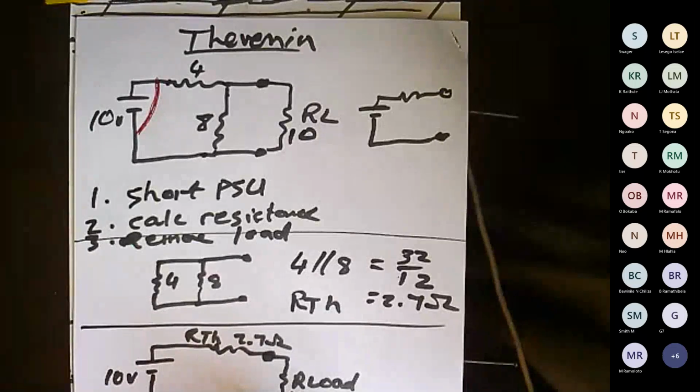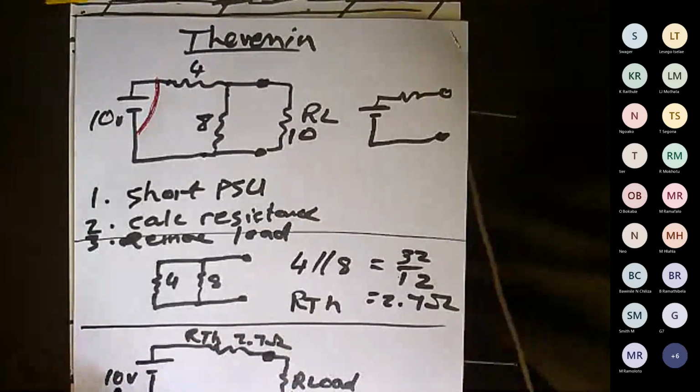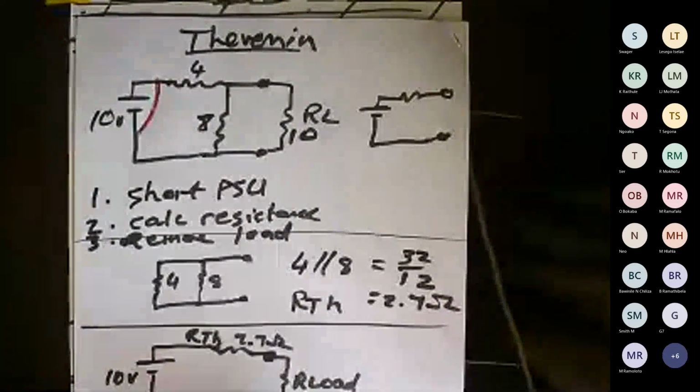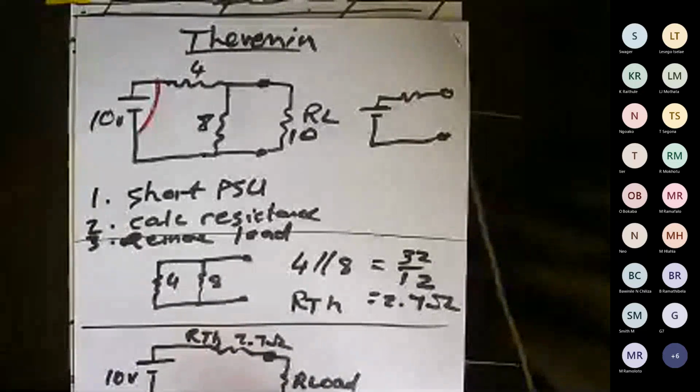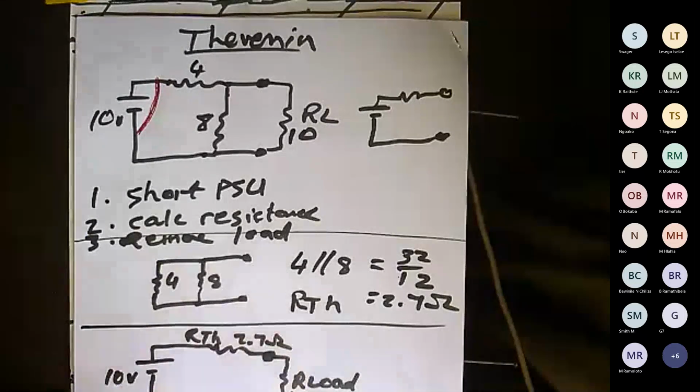So I want the current in the load, which equals the Thevenin voltage over the total resistance. That is 10 volt divided by 12.7, because that will be 10 over 12, so it's about 0.8 ampere.